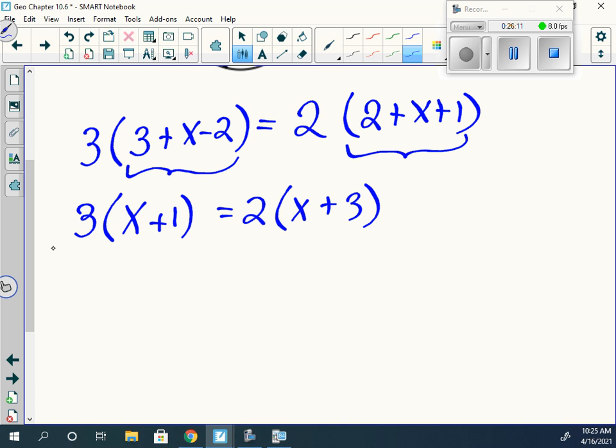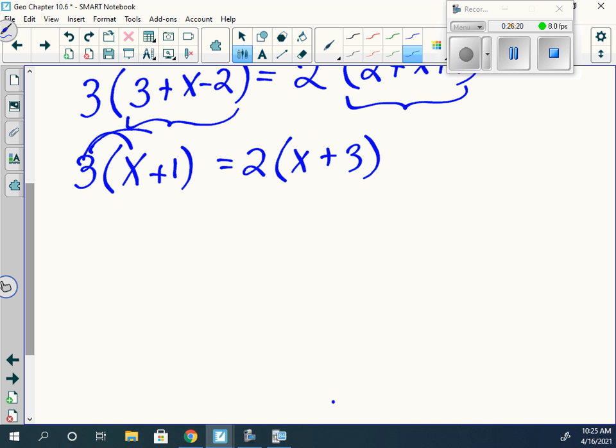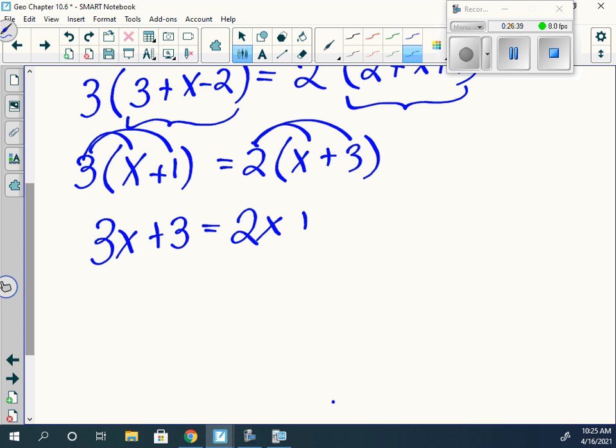Any questions on this here so far? Okay. Now we can use the distributive property and multiply through. Our 3 times x would be 3x. Our 3 times 1 would be plus 3 is equal to, well, 2 times x is 2x. 2 times 3 would be plus 6.